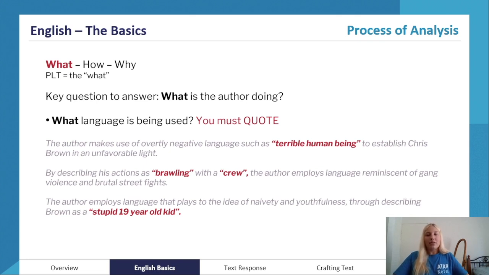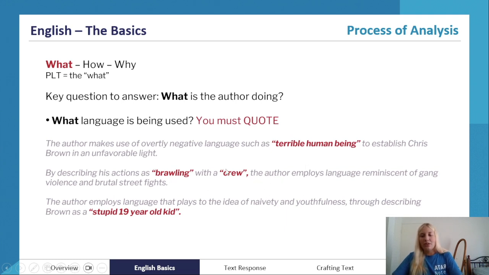What you're trying to answer is what is the author doing? You quote and you name the persuasive language technique. Looking at an example, the author makes use of overtly negative language, such as terrible human being, to establish Chris Brown in an unfavorable light. So, overtly negative language, that's the name of our PLT, negative language. This is the quote that's been embedded, and this is the explanation of this evidence. It's used to establish Chris Brown in an unfavorable light.